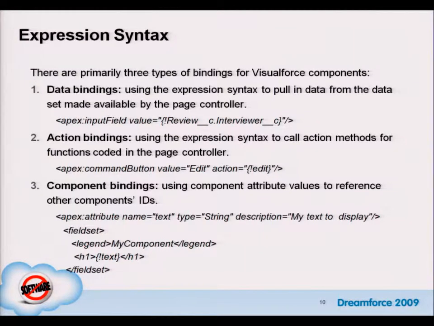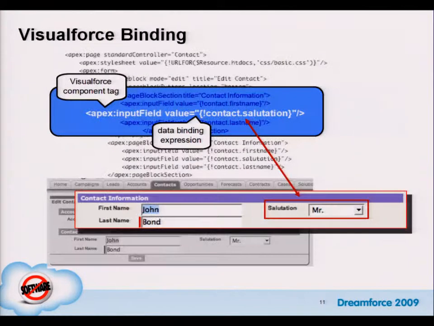In this case, they're showing you data binding. Data binding is going to bring in data that's identified by your controller for that page. Action binding, you're going to have access to the actions or the methods identified by your controller. And then component binding basically allows you to use other portions of your Visualforce page. We will talk solely about action binding and data binding, but primarily data binding.